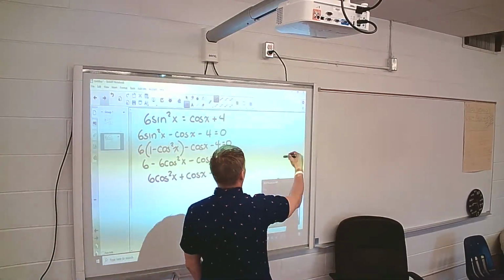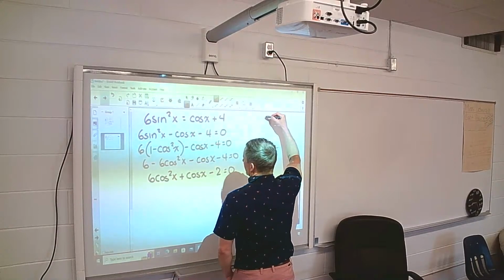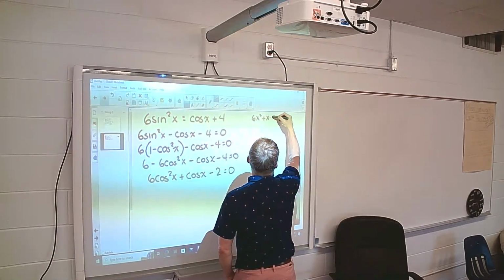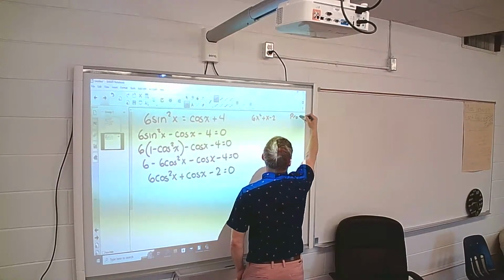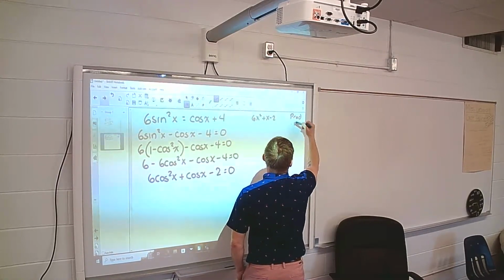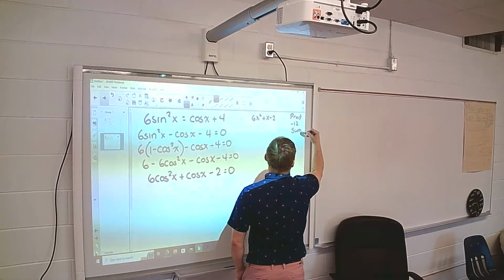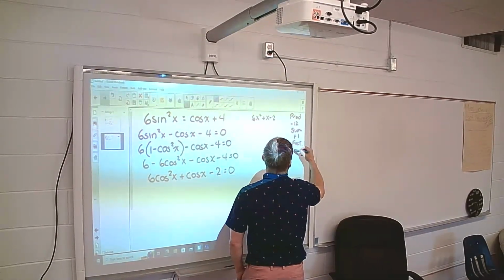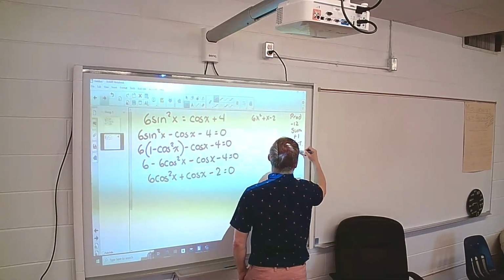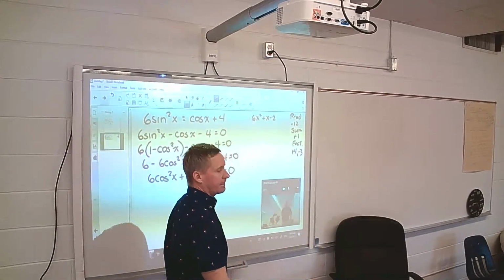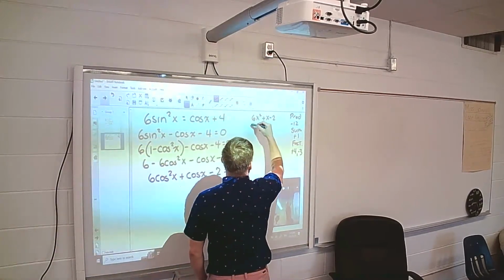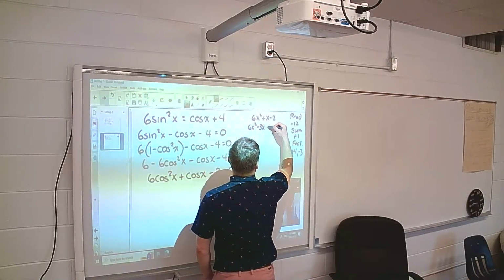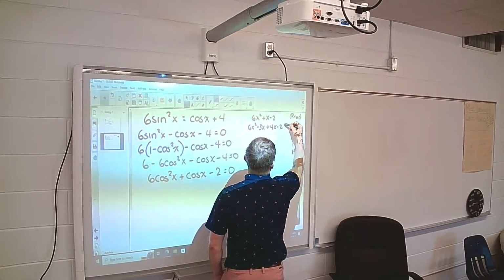All right, now I got to factor this guy. So I'm going to do it up here. I have 6x squared plus x minus 2. Product is negative 12, sum is plus 1. So my factors are negative 3 and positive 4. Agreed? Okay, so that gives me 6x squared minus 3x plus 4x minus 2.